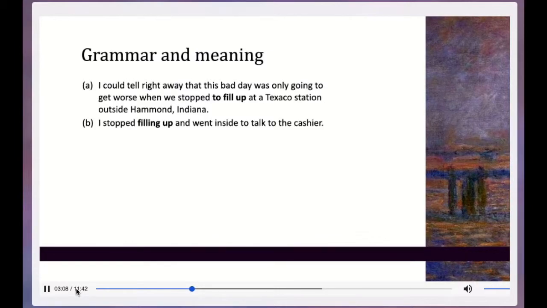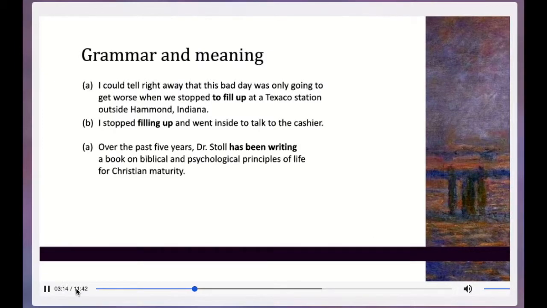Here is another example of two similar but different grammatical constructions. A. Over the past 5 years, Dr. Stoll has been writing a book on biblical and psychological principles of life for Christian maturity. And B. Dr. Stoll has written a book that is years ahead of its time.